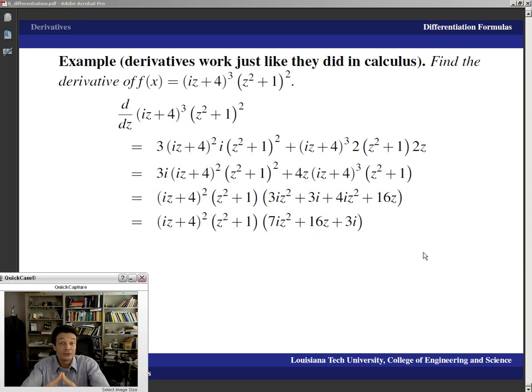When you take derivatives, notice that except for the fact that our variable is now called z rather than x, all the rules apply exactly like they did in calculus. And if you have imaginary units in there, if you've got i's in there, remember that they act just like constants, so that should not be too much of a problem.